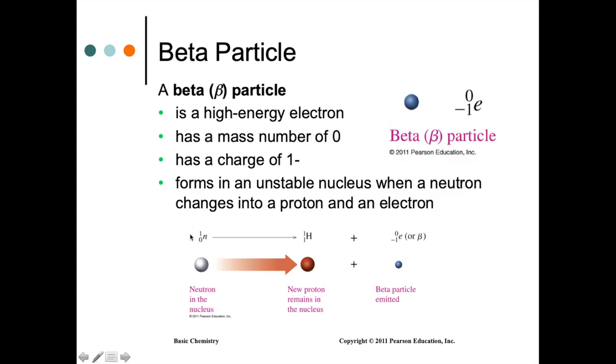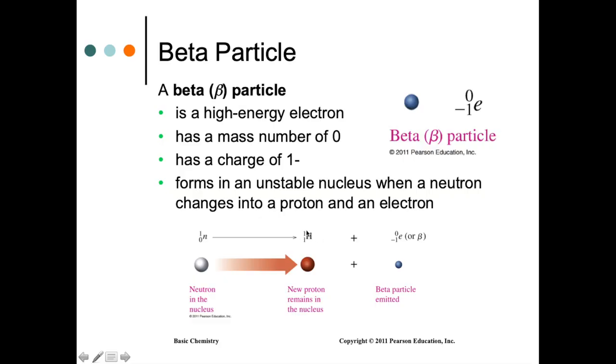We start off with a neutron, which has a mass number of 1 because it's a neutron, and an atomic number of 0 because it's a neutron and not a proton. And when we make a proton, which has a mass number of 1 and an atomic number of 1, a proton is the same thing as a hydrogen nucleus, so that's why sometimes we use the symbol for hydrogen there.